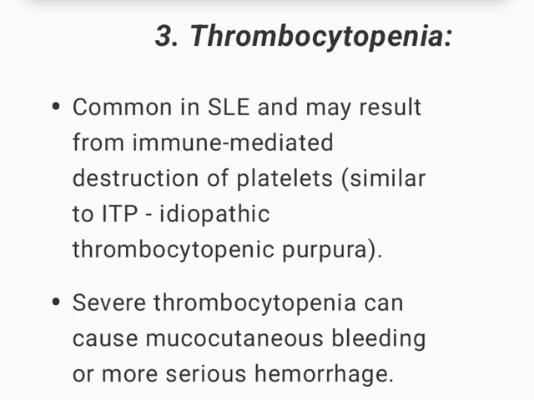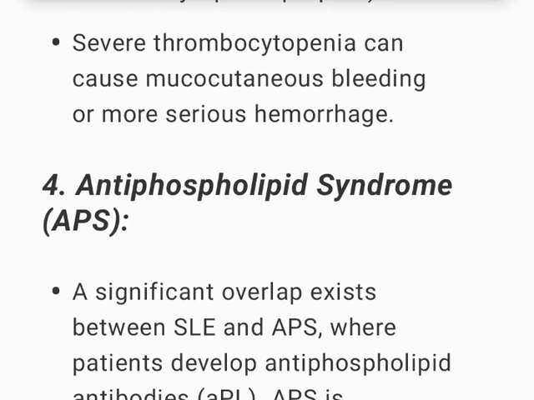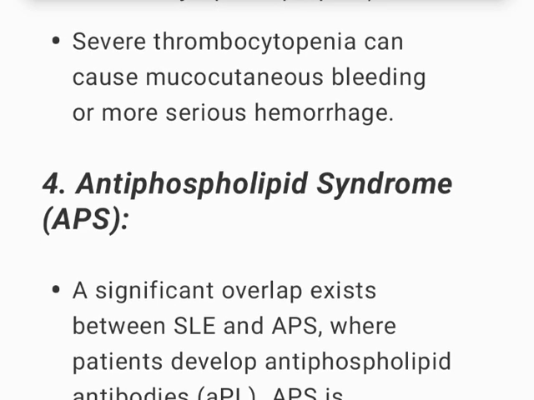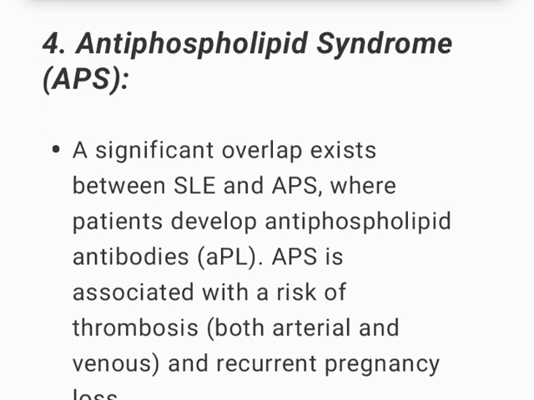3. Thrombocytopenia. Common in SLE and may result from immune-mediated destruction of platelets, similar to ITP, idiopathic thrombocytopenic purpura. Severe thrombocytopenia can cause mucocutaneous bleeding or more serious hemorrhage.